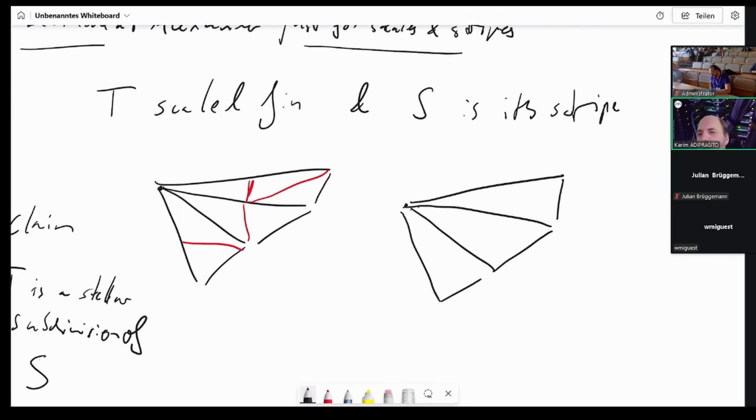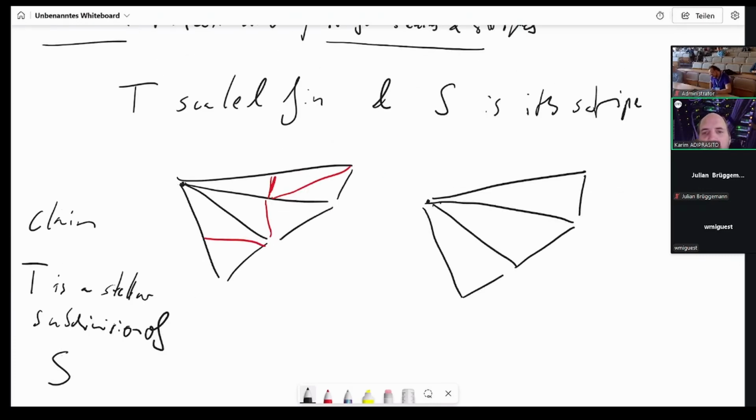So how do I achieve this? Do you have an idea? Do you see how to do this? I claim that it is all about something that will come up in Bruno's talk again, all about decomposing the space in a nice way. All right, so let's try to find this kind of magic decomposition, and how does it help us? So I claim that there's a stellar subdivision.